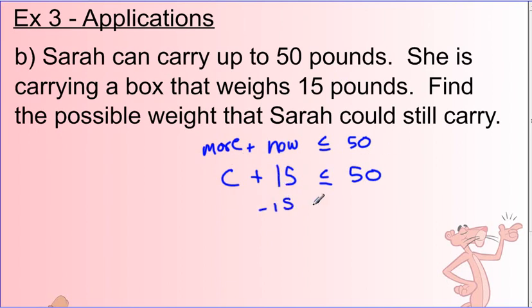Minus 15 on both sides. These cancel out. She can carry anything less than or equal to 35 more pounds. Find the possible weight that Sarah could still carry. She could still carry 35 more pounds, and that would put her at exactly 50 pounds, and she can't carry any more than that. She can carry up to 50, but not more.